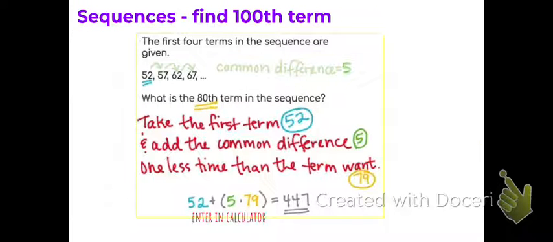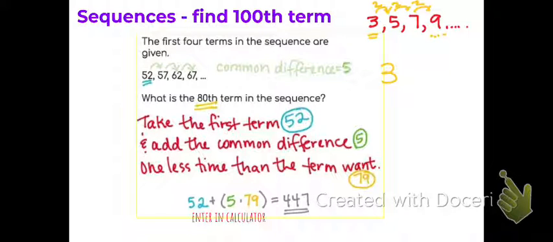With sequences, if you're asked to find the 100th term of a sequence, or in this case, the 80th term of a sequence, what I recommend you do, unless you have the formula memorized, is come up with an example, like 3, 5, 7, 9. If I wanted to find the 100th term of this sequence, I can. Notice that if you know the first number, and you know what we're adding each time, I'm adding 2, I'm adding 2, I'm adding 2, you just have to think about it. How many times did I add 2 to the first number to find this 4th term? I added it 3 times.